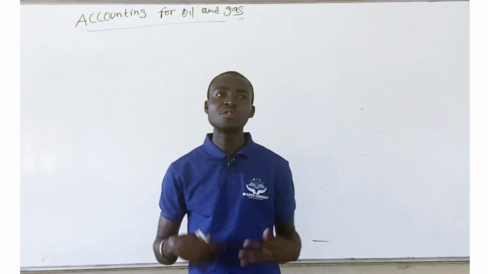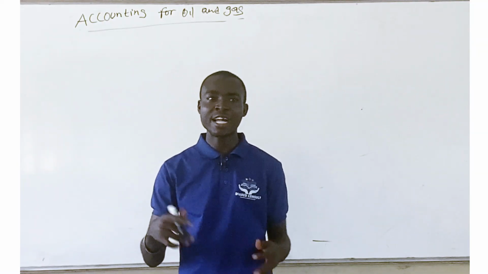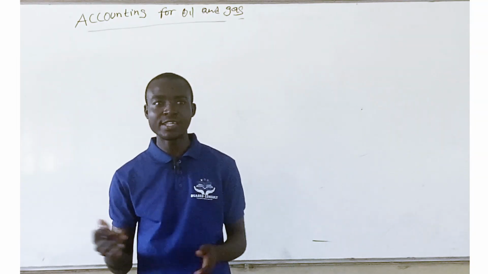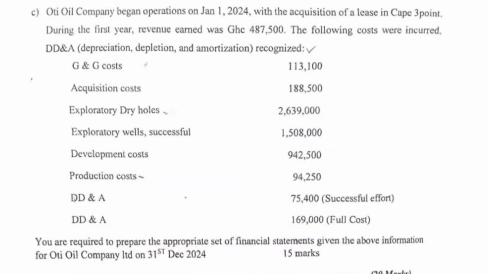We are continuing with accounting for oil and gas by solving another practical question to broaden our level of understanding. I read the question. OT Oil Company began operation on 1st January 2004 with acquisition of a lease in Cape Three Points.